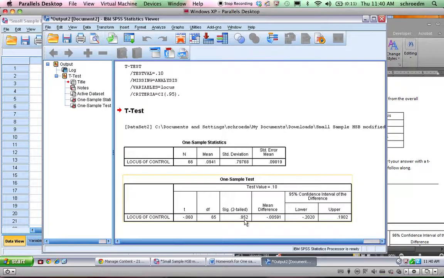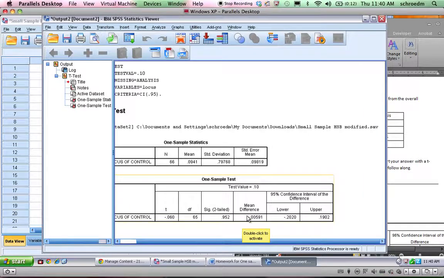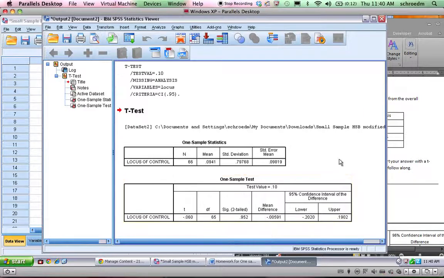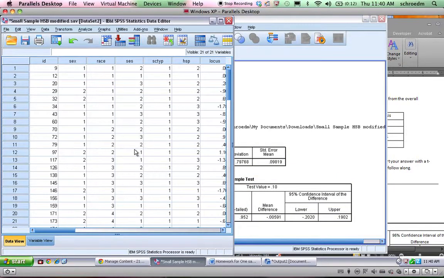Now this sig is my p-value. It represents the probability of getting a t-value this big or bigger in magnitude if the null hypothesis is true. So if this is greater than 0.05, we fail to reject the null. Now, one of the problems with this is that I have just done it for my whole data set. I didn't separate it by race or anything.